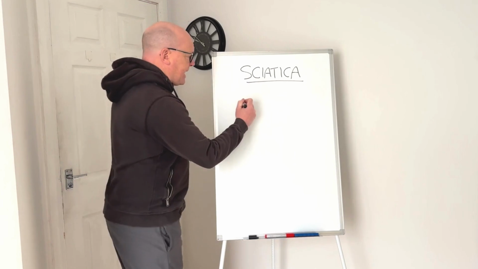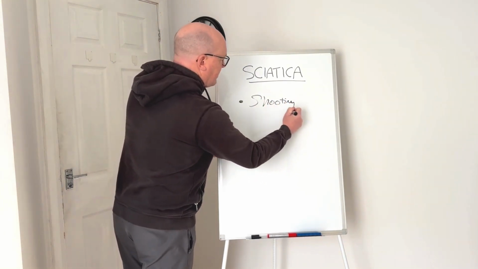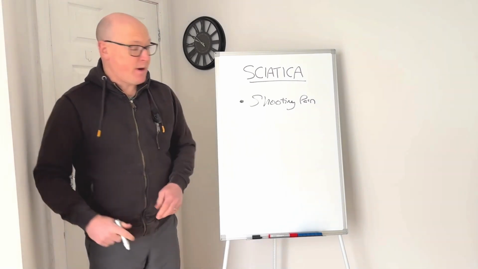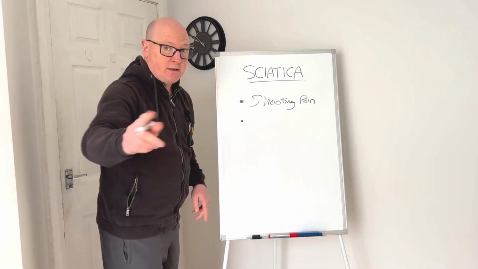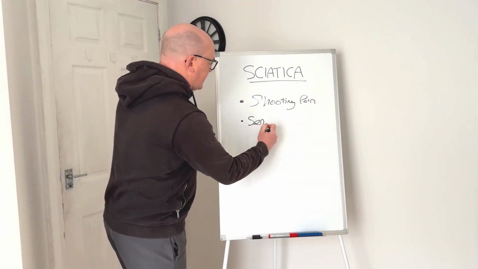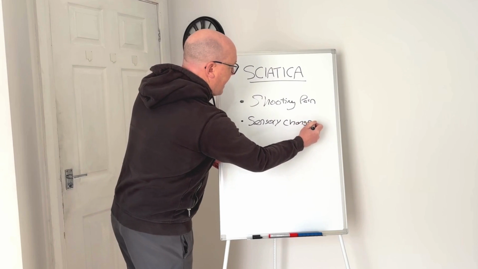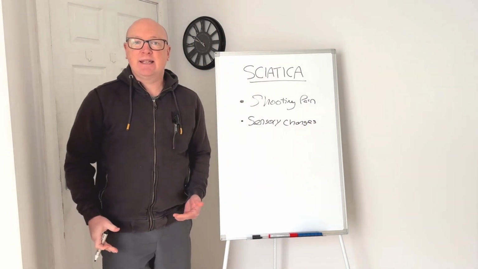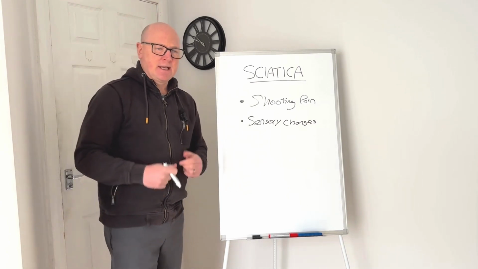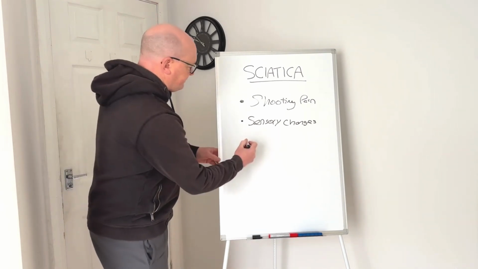Our main symptoms being we have shooting pain down a leg. Mostly the pain is experienced in the leg or the buttock, but mostly in the leg. Another symptom we can get is sensory changes. And this is where we get like a numb area in a leg, pins and needles, loss of sensations, burning sensations, changes in the sensory information that go up and down the nerve.